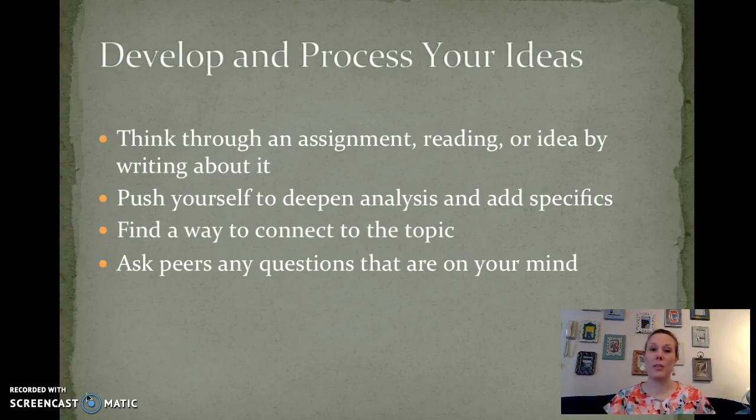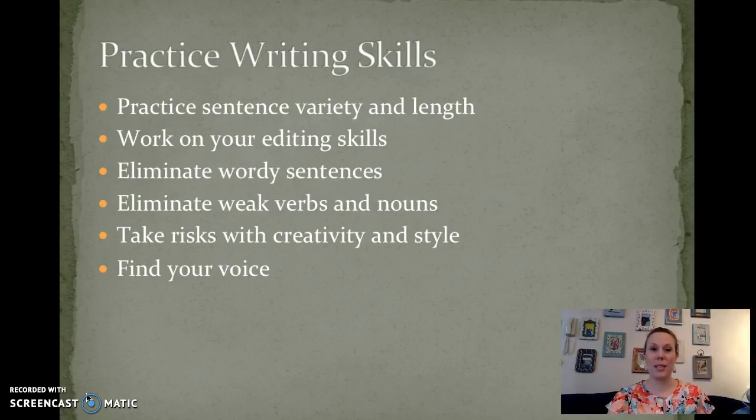Another thing that you can do is find a way to personally connect to the topic. Think about how it relates to your life, your experience, your observations. And lastly, you have a chance to ask your peers any questions that are on your mind. Maybe some people have the same question, and maybe some others have some answers. So really use this as a place to think through your ideas more deeply.